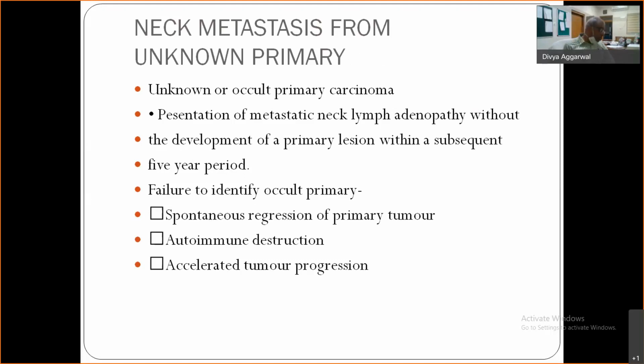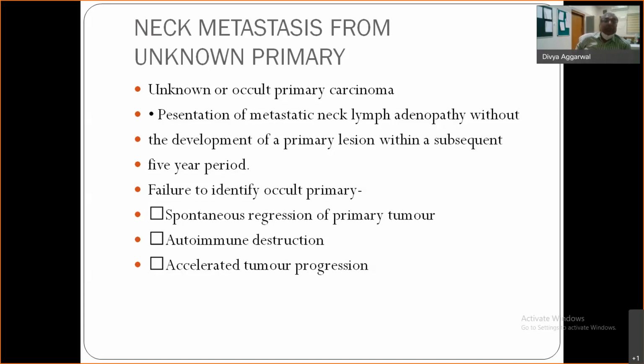Now I come to another important topic, that is neck metastasis from an unknown primary. So you find a nodal metastasis in the neck, but when you investigate clinically to find out the primary, you don't find a primary anywhere in the aerodigestive tract. So it is also called the occult primary. It is a presentation of metastatic neck lymphadenopathy without the development of a primary lesion within a subsequent 5-year period.